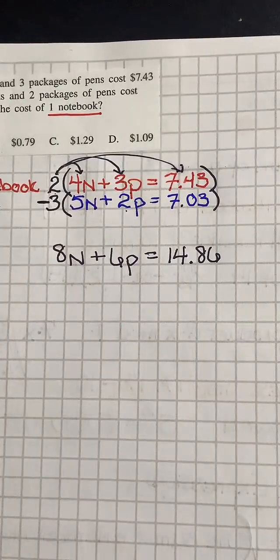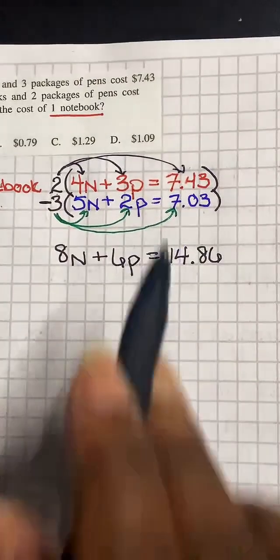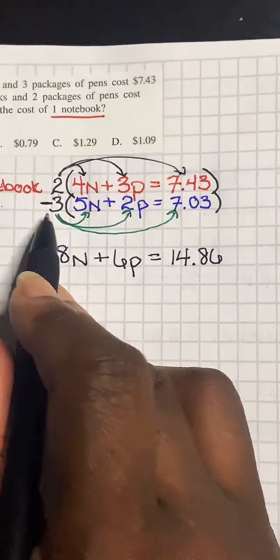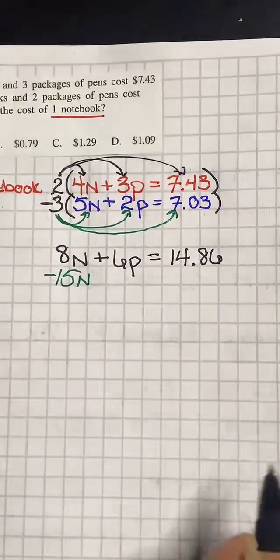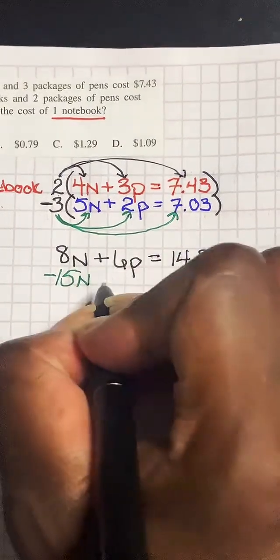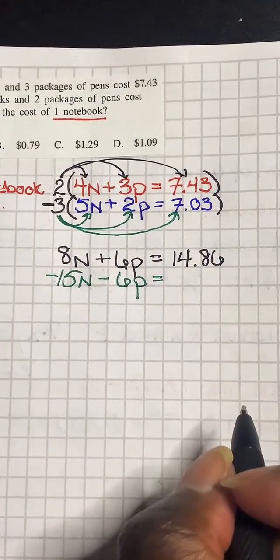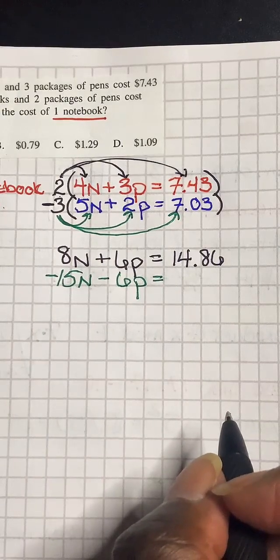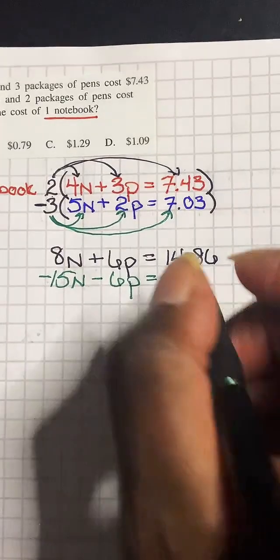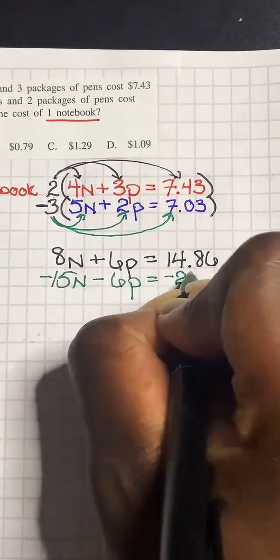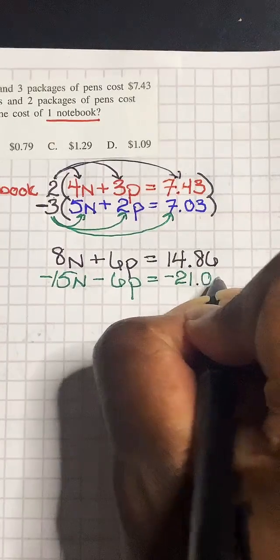So now we're going to take this negative 3 and we're going to distribute that to everything inside of its parenthesis. So negative 3 times 5n gives me negative 15n. Negative 3 times 2p gives me a negative 6p. Then we have our $7.03 and multiply that by a negative 3. So that gives me a negative $21.09.